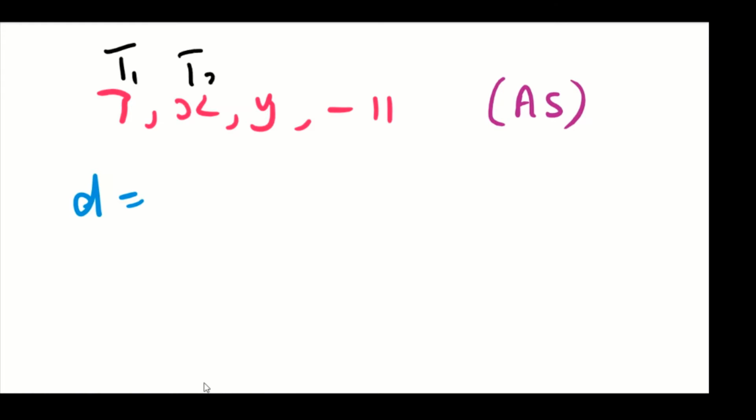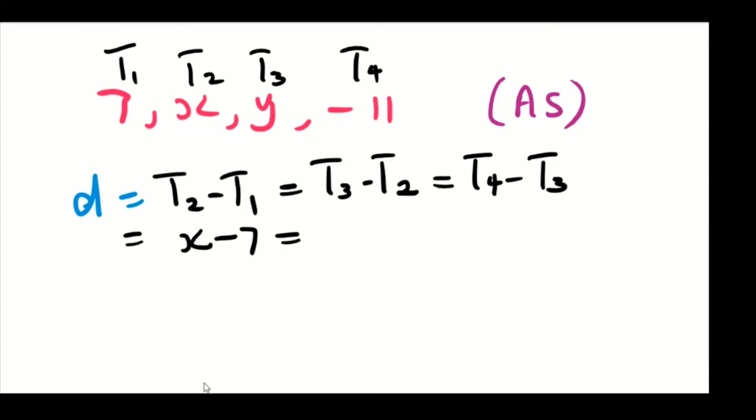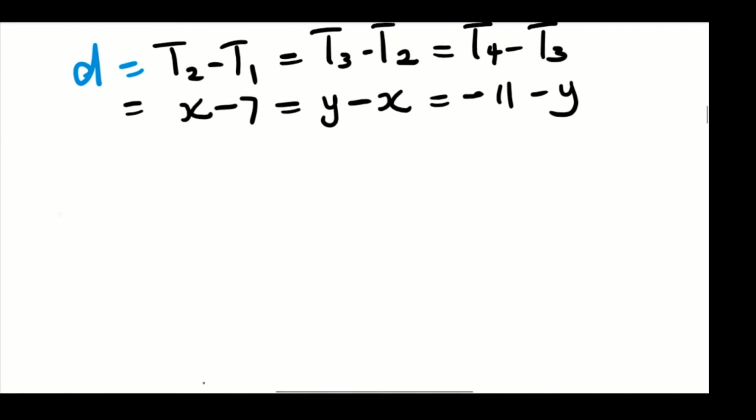This is term number 1, term number 2, term number 3, and term number 4. So the constant difference says that we're going to subtract term number 1 from term number 2, being equal to term number 3 minus term number 2, which is equal to term number 4 minus term number 3, right? So term number 2 is x minus 7, and then it's going to be y minus x, being equal to minus 11 minus y, right? So you're just going to equate our equations of the constant difference, right?